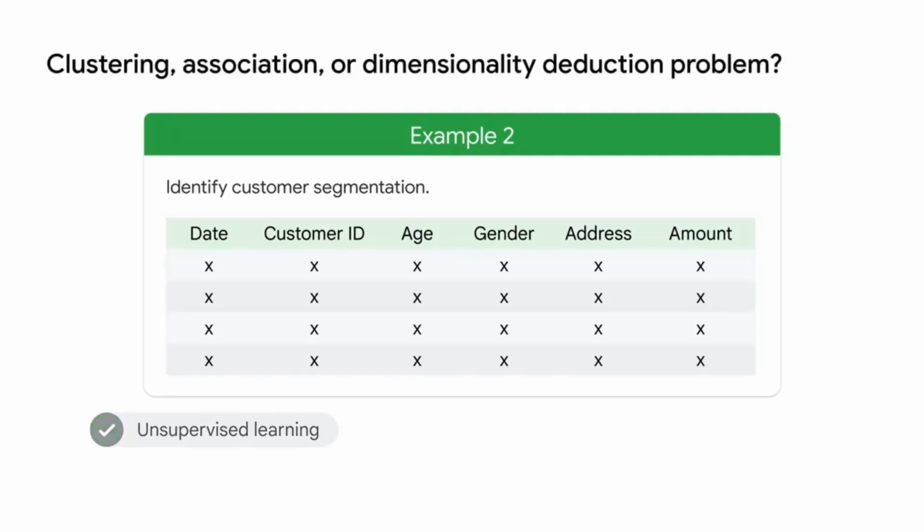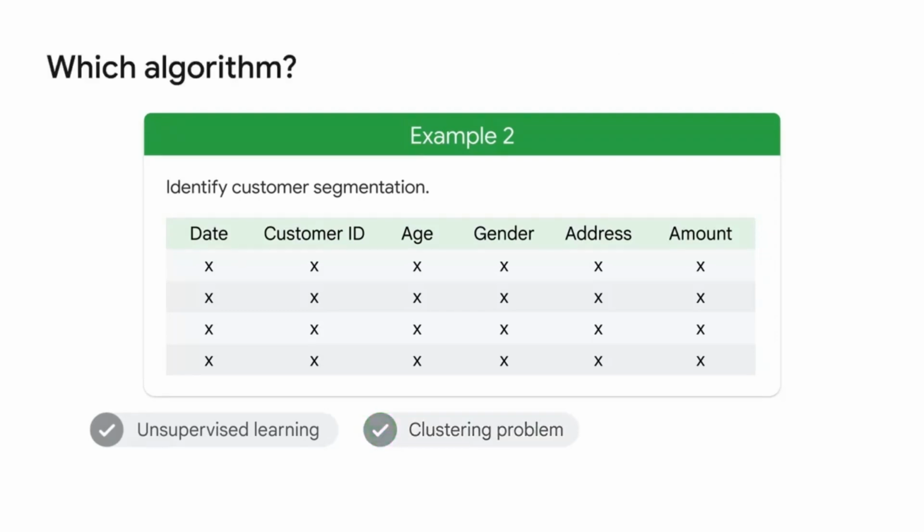Is it a clustering, association, or dimensionality reduction problem? Yes, identifying customer segmentation is a clustering problem. Which ML model should you use? Logistic regression, linear regression, or k-means clustering analysis? Right, it's a clustering analysis scenario. You will find these models within BigQuery ML, AutoML, and custom training later on in this course.